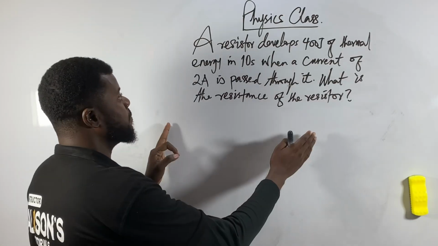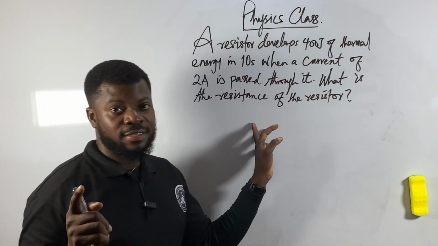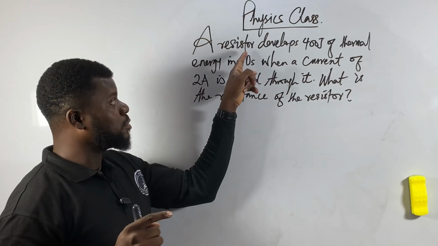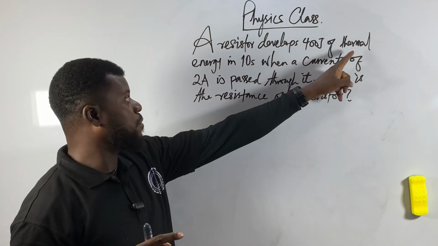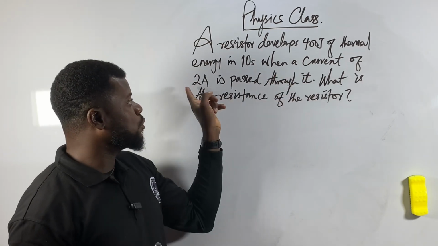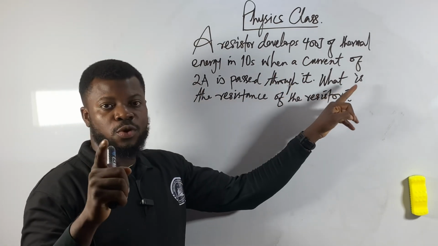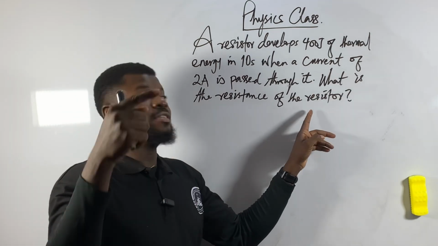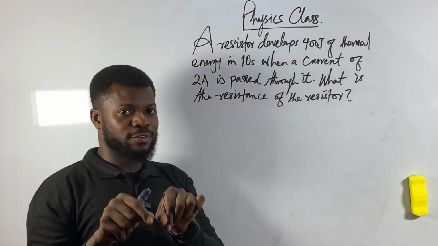So today I want to solve this physics problem for grade 10. The question says a resistor develops 400 joules of thermal energy in 10 seconds when a current of 2 amperes is passed through it. What is the resistance of the resistor? Now, how do we define the resistance of the resistor?